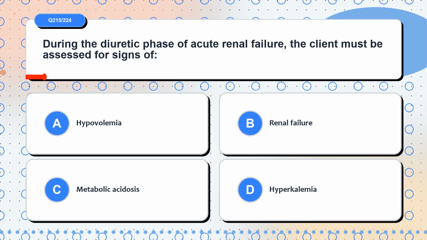Question 215. During the diuretic phase of acute renal failure, the client must be assessed for signs of. Here are the options. Option A. Hypovolemia. Option B. Renal failure. Option C. Metabolic acidosis. Option D. Hyperkalemia.